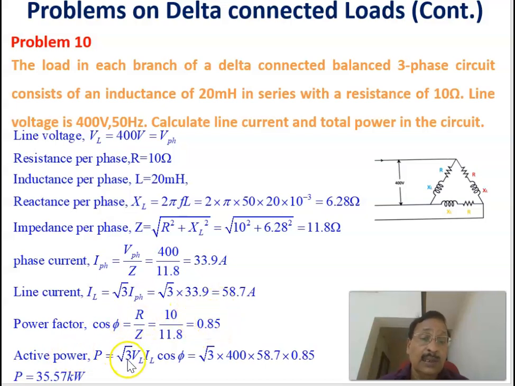Then the active power equal to root 3 VL IL cos phi. Root 3 into 400 into 58.7, that is the line current, into power factor 0.85. Therefore, the real power or active power equal to 35.57 kilowatt.